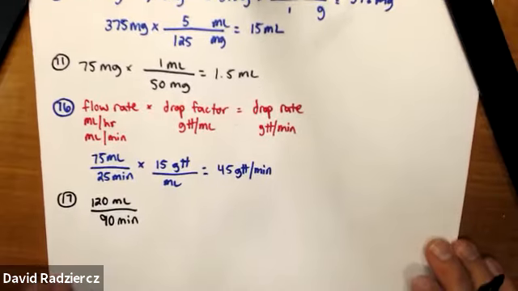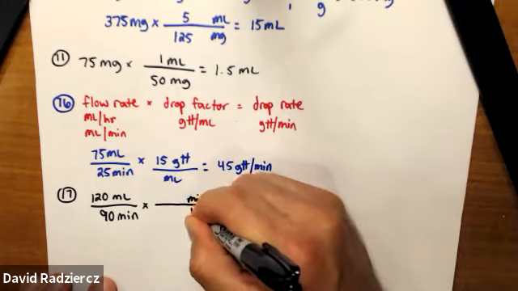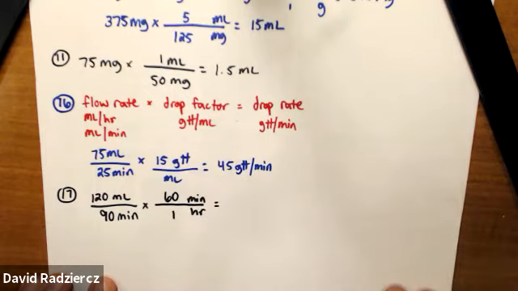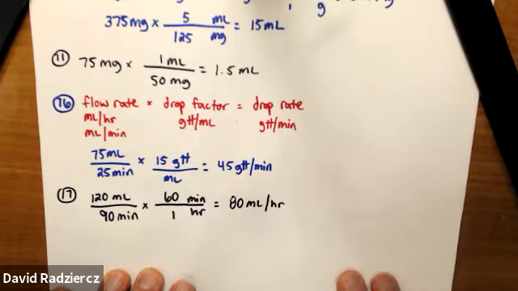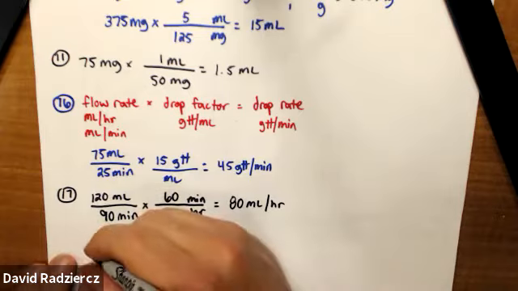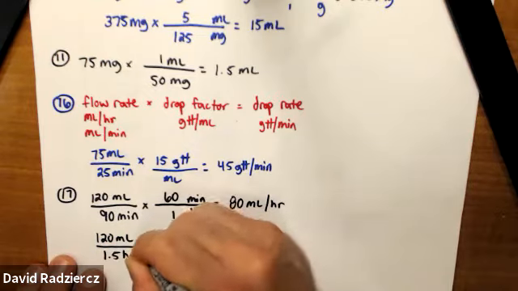Now the slow dimensional analysis way is you would just convert minutes to hours. Hopefully you know that there are 60 minutes in 1 hour. When you do that calculation, I believe you get 80 mL per hour. Let me just double check. So 120, yeah, it's 80. Times 60 divided by 90, and you get 80 mL per hour. Alternatively, you know that 90 minutes is 1.5 hours, right? So you could have also divided that by 1.5, and you'll get the same answer.